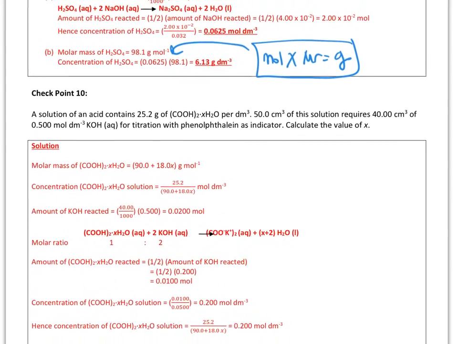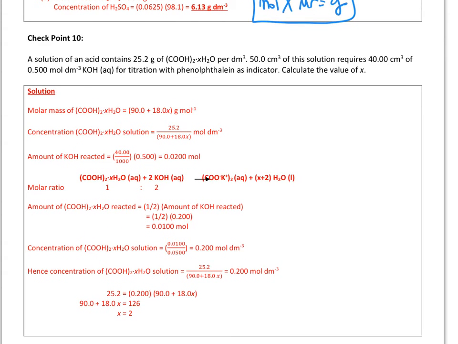Now let's move on to something a bit more challenging. We have one example here. A solution of an acid contains 25.2 gram of your diacid, this is diacid dot xH2O, per dm cube. 50 cubic cm of this solution requires 40 cubic cm of 0.5 mole per dm cube KOH for titration with phenolphthalein as indicator. Calculate the value of x. So I'm supposed to determine the value of x here.